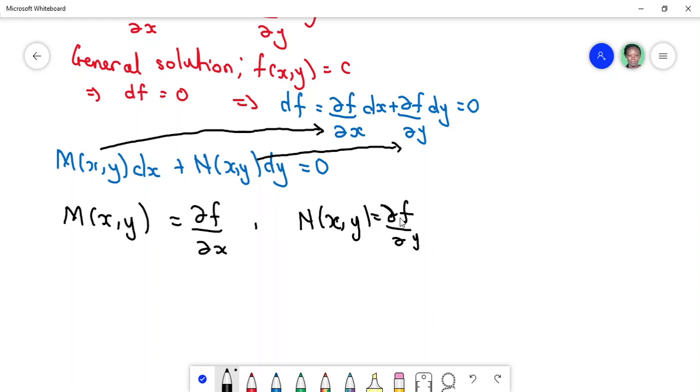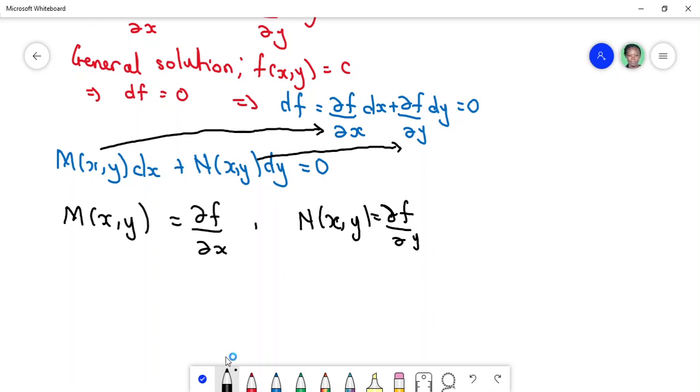So if this is true, then we are saying that this is what? An exact form. This is an exact differential form. And if it is so, then I can check if it is what? Exact.